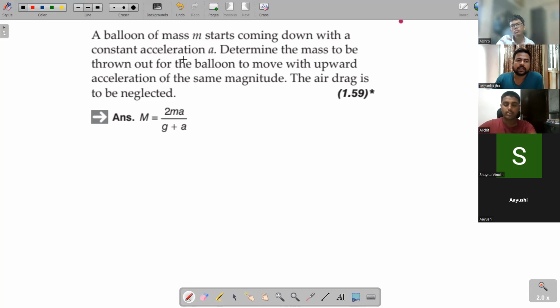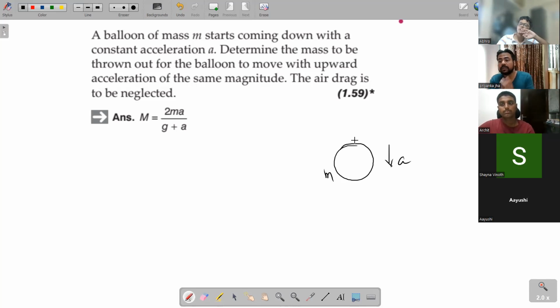See, a balloon of mass m starts coming down with a constant acceleration. Acceleration is not varying. Its mass is m and it is coming down with some acceleration a. Determine the mass to be thrown out from the balloon to move upward. The question says how much mass you must throw out of the balloon so that it will start rising up. The air drag is to be neglected.